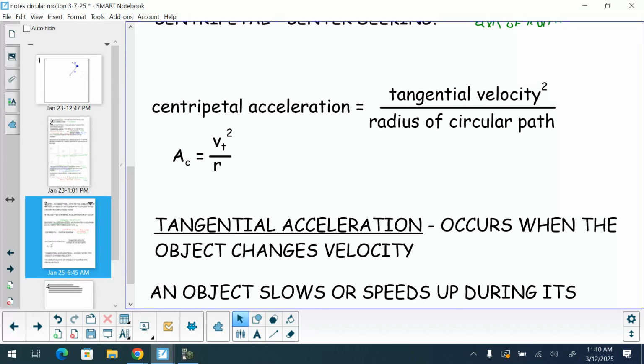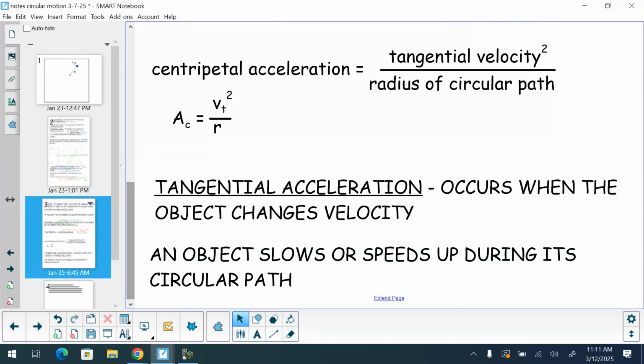Tangential acceleration occurs when the object changes velocity. So we can speed up and slow down as we go, and we get a pulse in there and it speeds up and slows down. Or gravity will eventually slow the object down. So when the object speeds up and slows down during its circular path, that's your tangential acceleration.